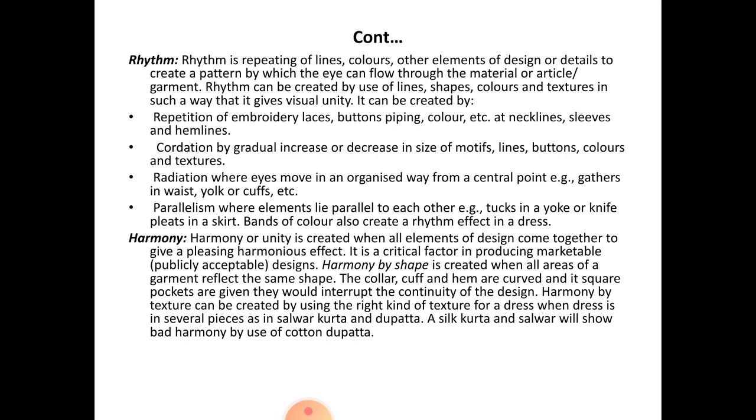Harmony or unity is created when all elements of design come together to give a pleasing harmonious effect. It is a critical factor in producing marketable design. Harmony by shape is created when all areas of the garment reflect the same shape. If the collar, the neckline, and the hem are curved, a square pocket would interrupt the continuity of the design. Harmony by texture can be created by using the right kind of texture for a dress. When a dress is several pieces, as in salwar, kurta, and dupatta, a silk kurta and salwar will show bad harmony by use of a cotton dupatta.